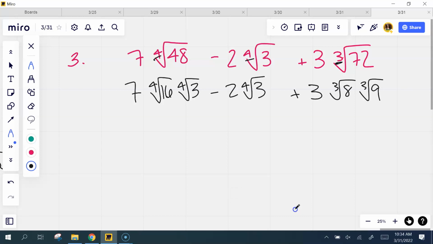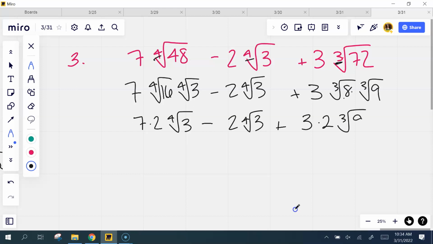Okay, 4th root of 16 is 2. The 3rd root of 8 is 2. So I have 14, 4th root of 3, minus 2, 4th root of 3, plus 6, 3rd root of 9.